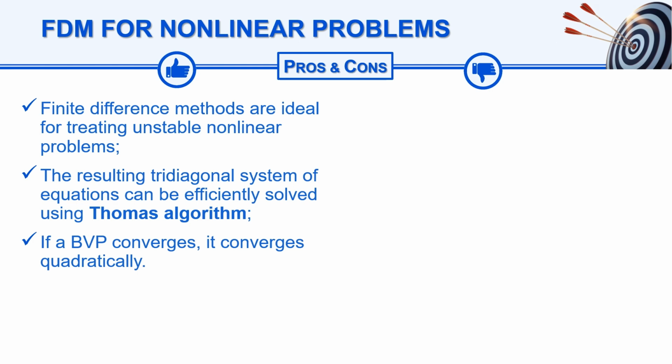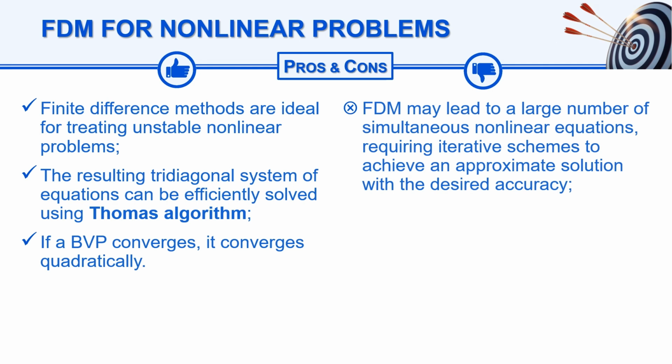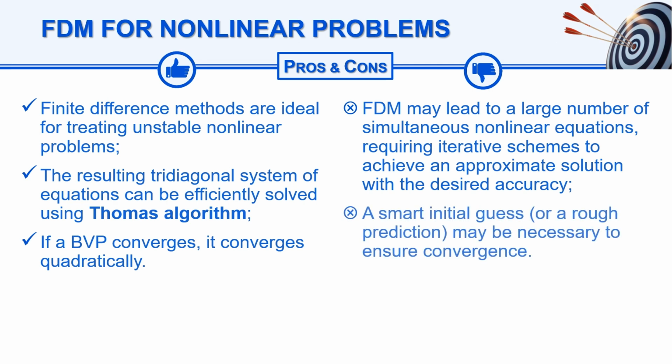The disadvantages of the method are: the finite difference method may lead to a large number of simultaneous nonlinear equations, requiring iterative schemes to achieve an approximate solution with the desired accuracy. A smart initial guess or a rough prediction may be necessary to ensure convergence.